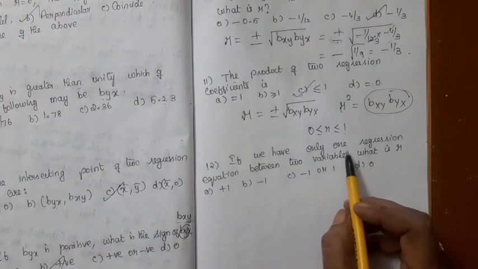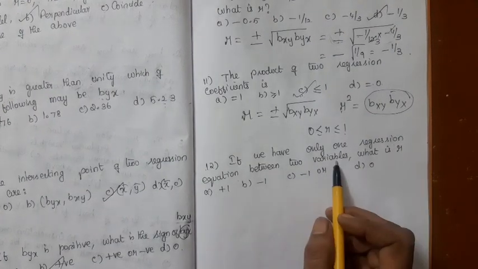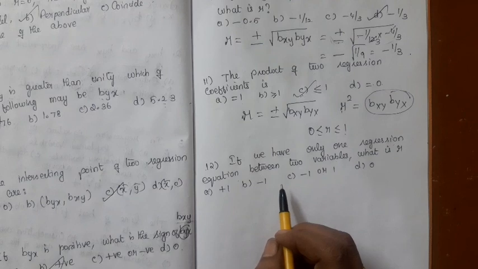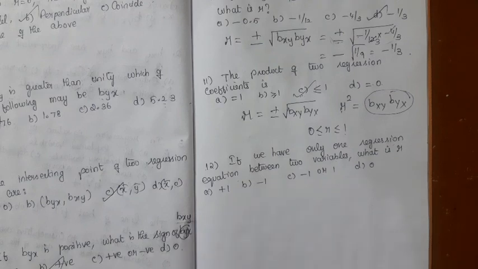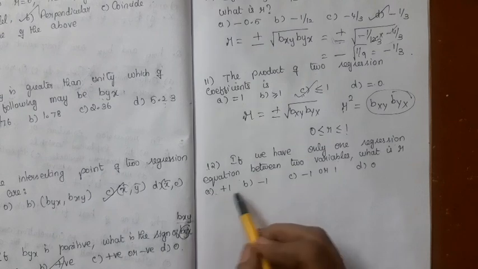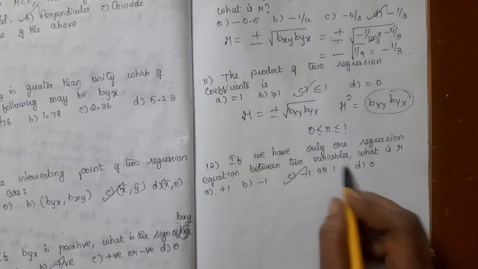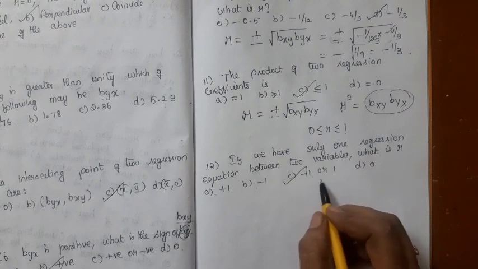If we have only one regression equation between two variables, what is r? If you have only one regression line, it means the regression lines coincide, when r is equal to plus 1 or minus 1. Right? Plus 1 alone or minus 1 alone is not the answer. Minus 1 or plus 1 is the right answer. Okay.